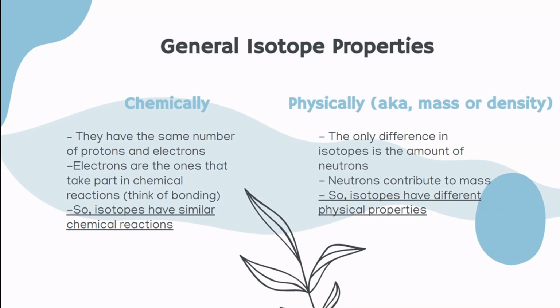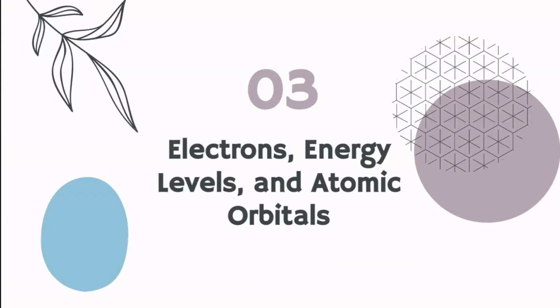So if the only different part about isotopes is that they have a different weight, that means they're going to have different physical properties overall. This isn't going to affect us very much, I would say, but it'll matter if you have calculations based on isotopes instead of just a standard element. So that is all for that section.